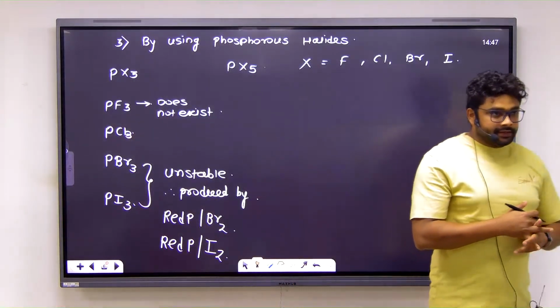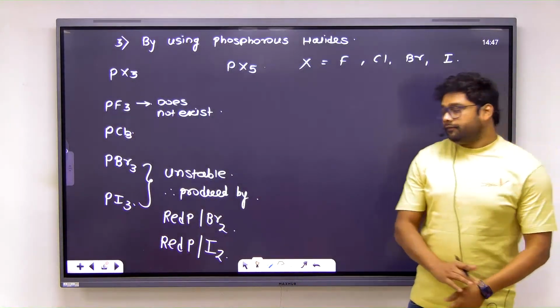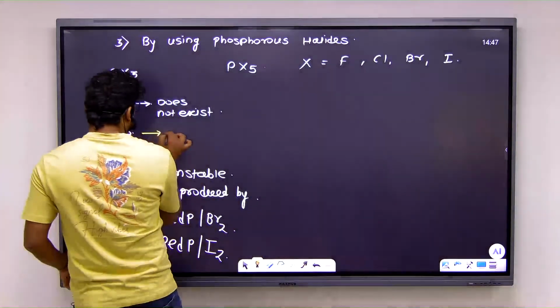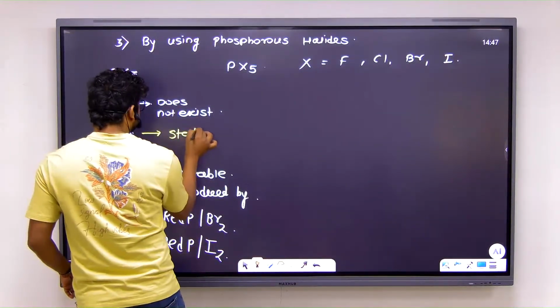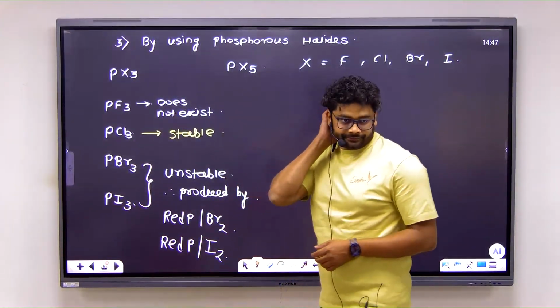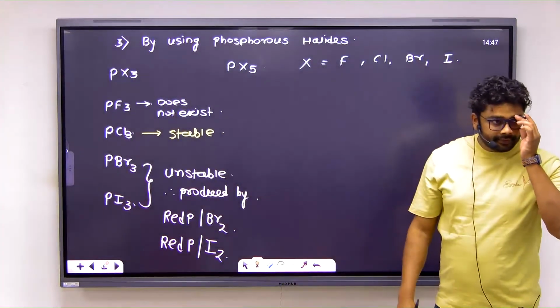Understood? The only halide of phosphorus that is stable there is a chloride, phosphorus trichloride. Done.